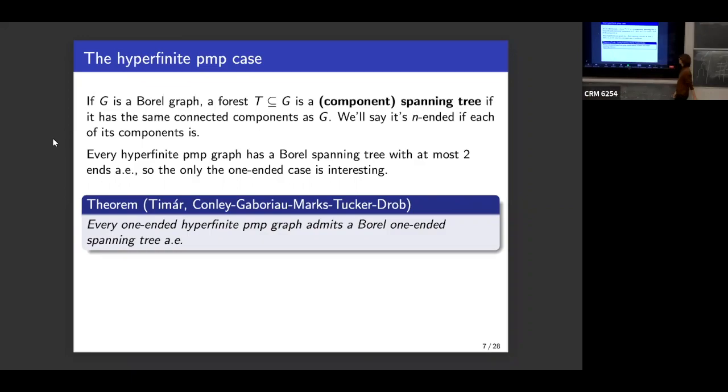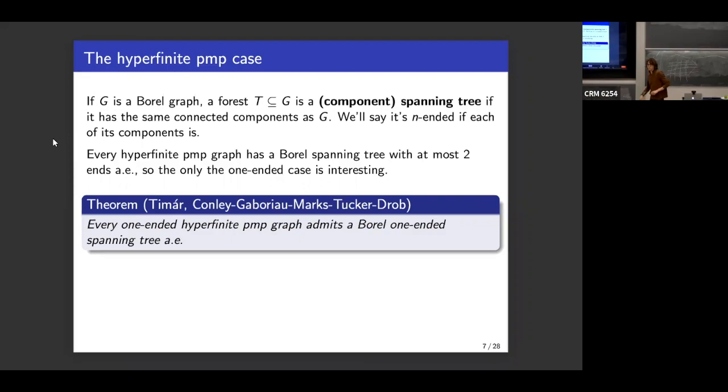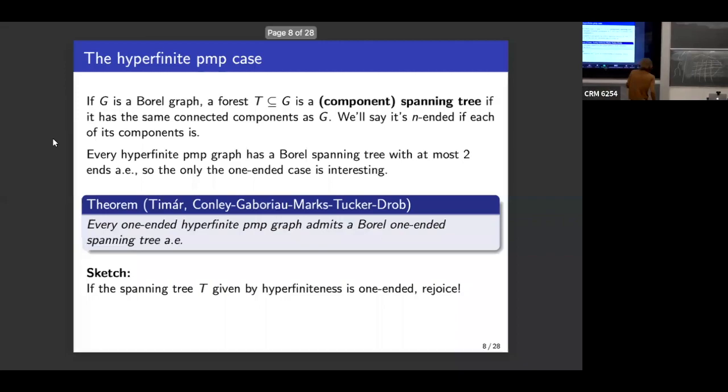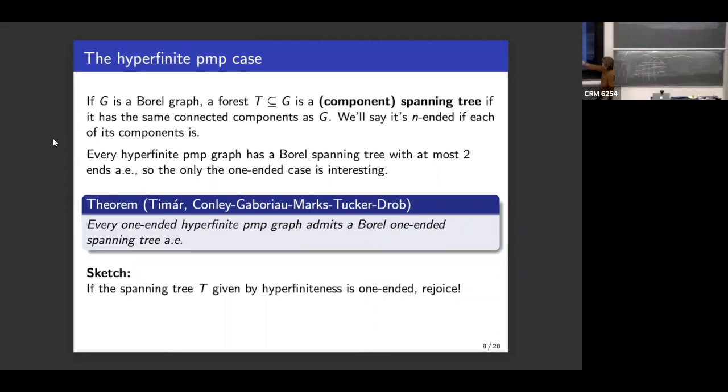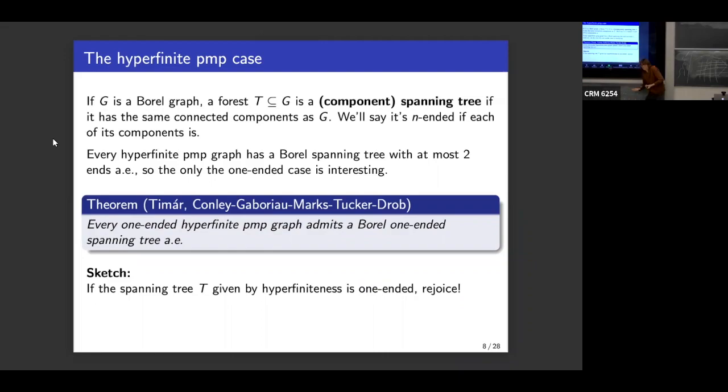Where, of course, almost everywhere just means that I can throw out finitely many components in a lot of different things. So let me at least sketch the proof of this a tiny bit. By the first fact that I mentioned up here, I know that my spanning tree that I get from hyperfiniteness has one or two ends almost everywhere. If in a component I'm already one-ended, then I don't have to do anything.